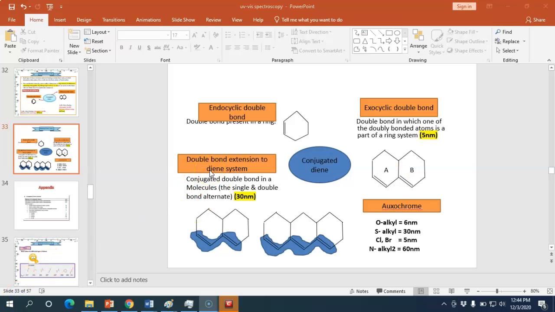Now we look at the double bond extension to diene system. Okay, it is the conjugated double bond in a molecule, where single and double bonds alternate. For this case, now we want to find whether this compound has double bond extension to the diene system. It means that we have one double bond here, separated by a single bond, and it has another double bond. So this is considered as double bond extension to diene system. So the value is 30 nanometer. For this example, second example, we have two conjugated double bonds. First is here. Let me show you.